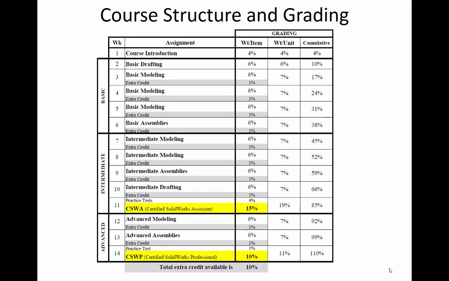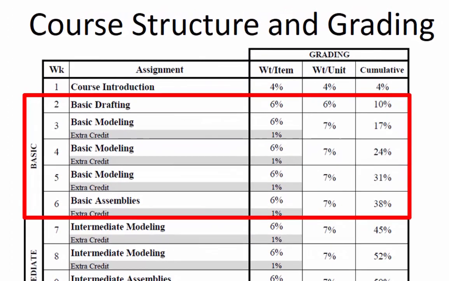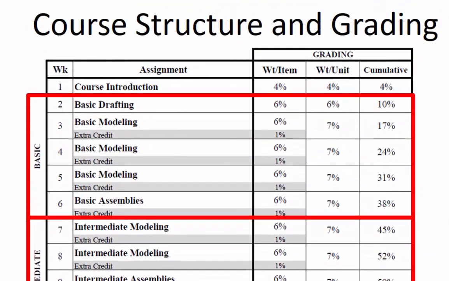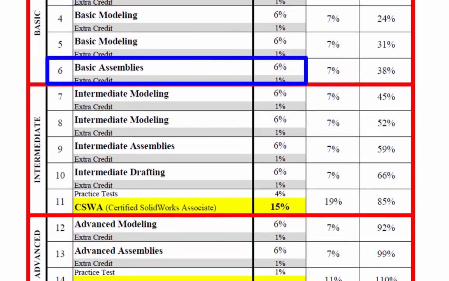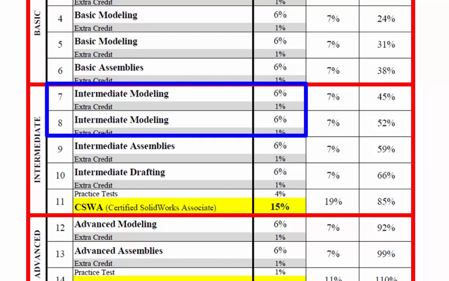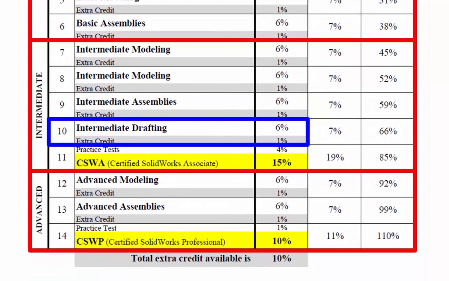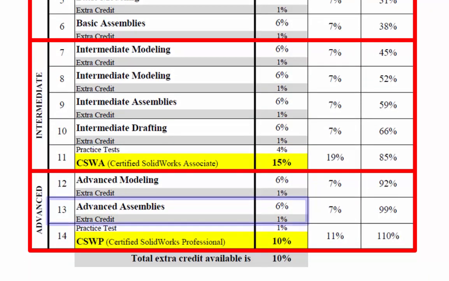Let me give you an overview of how the course is structured to help you achieve these goals. This table shows the 14 units you will be completing throughout the semester. They are divided into a basic section, an intermediate section, and an advanced section. Notice how the basic section contains units designed to help you learn a basic level of each of the course objectives, including basic drafting, basic modeling, and basic assemblies. The intermediate section is designed to add to your basic knowledge in each of these three objectives by expanding your understanding of modeling, assemblies, and drafting. The advanced section is designed to deepen your mastery even further in modeling and assemblies.